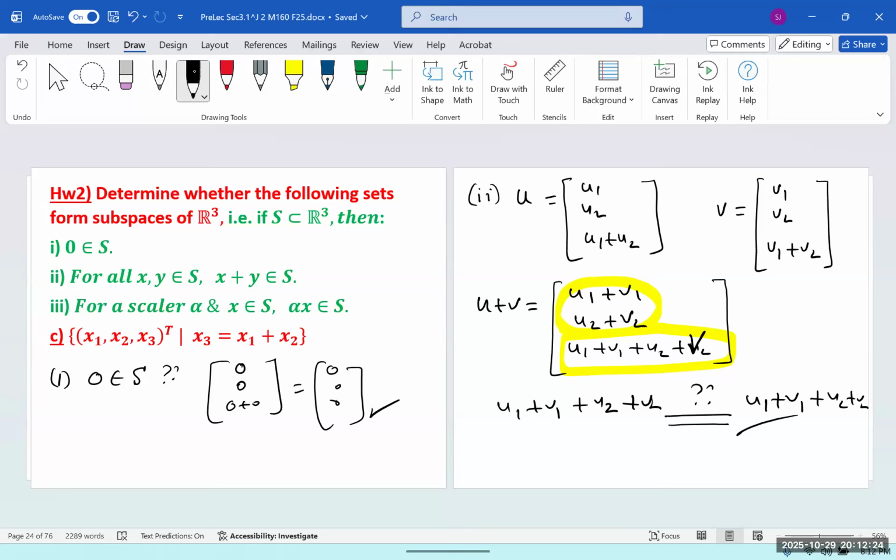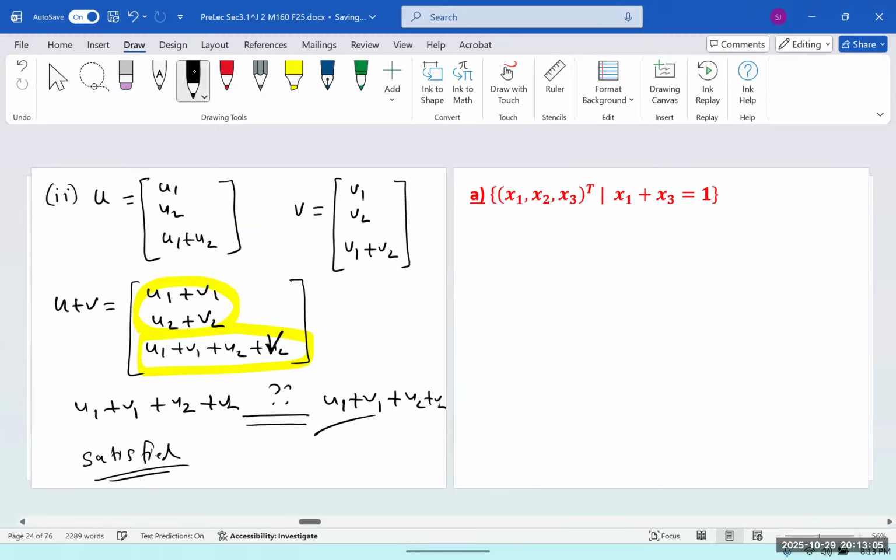So you're adding U and V. The first element in U is U1, the first element in V is V1, so when you add them, it's U1 plus V1. The second element is U2 plus V2. The third element in both vectors is U1 plus U2 and V1 plus V2, so if you add them, it's U1 plus V1 plus U2 plus V2. They're the same, so it's satisfied.